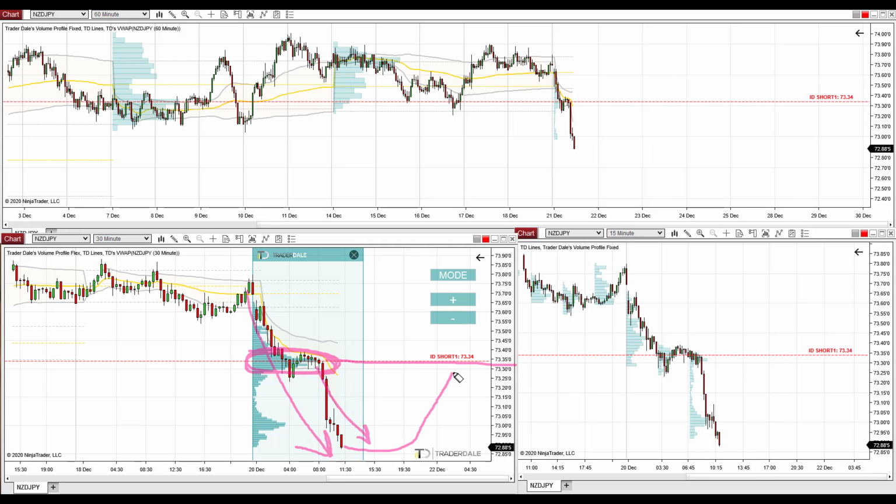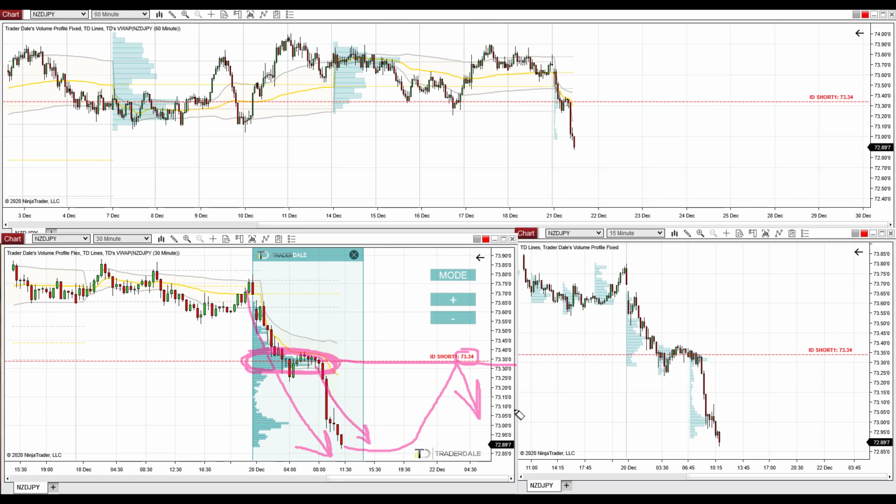So if the price makes it back to 73.34, that's the point of control of this area, then those sellers will want to defend this zone, and they'll want to push the price downwards from there again. Alright, so that's the logic behind this day trading resistance.